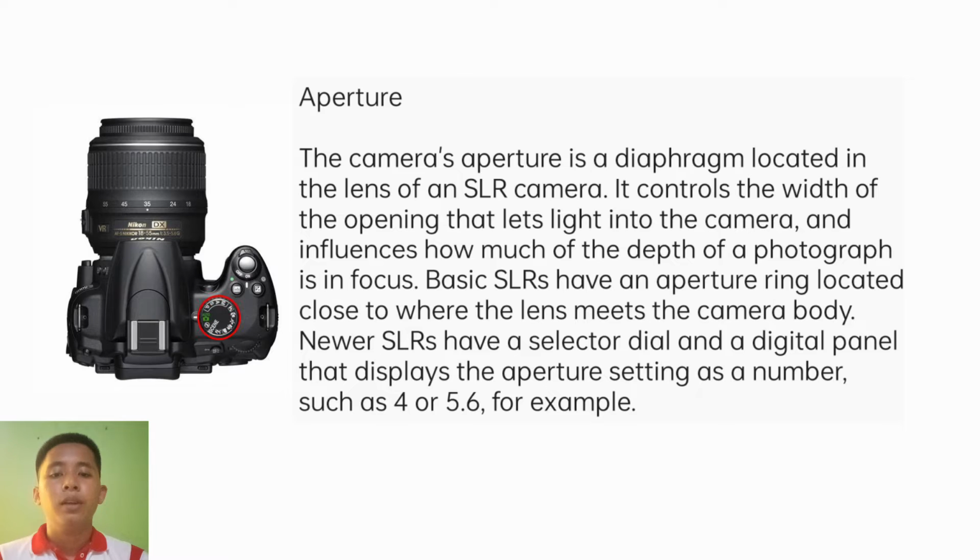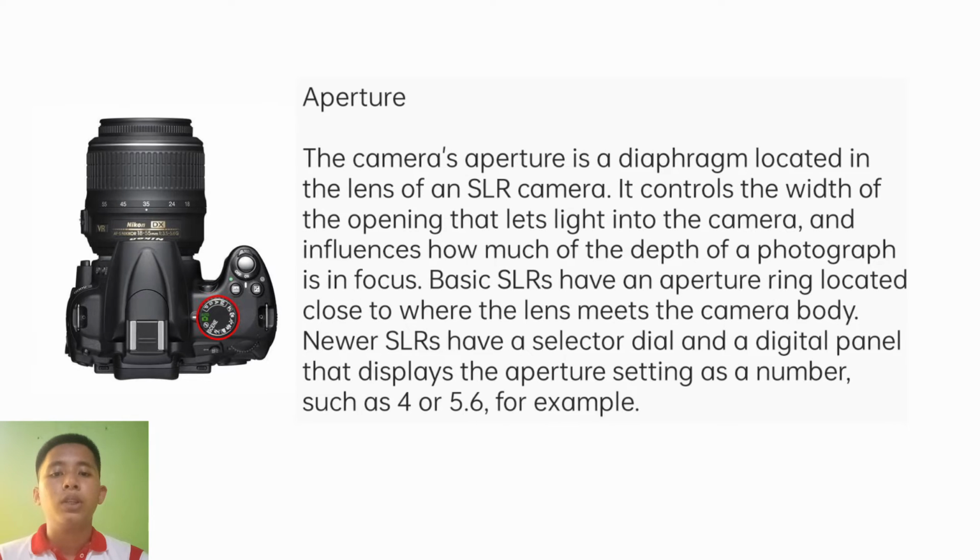Aperture. The camera aperture is a diaphragm located in the lens of an SLR camera. It controls the width of the opening that lets light into the camera and influences how much of the depth of the photograph is in focus. Basic SLRs have an aperture ring located close to where the lens meets the camera body. Newer SLRs have a selector dial and a digital panel that displays the aperture setting as a number, such as 4 or 5.6, for example.